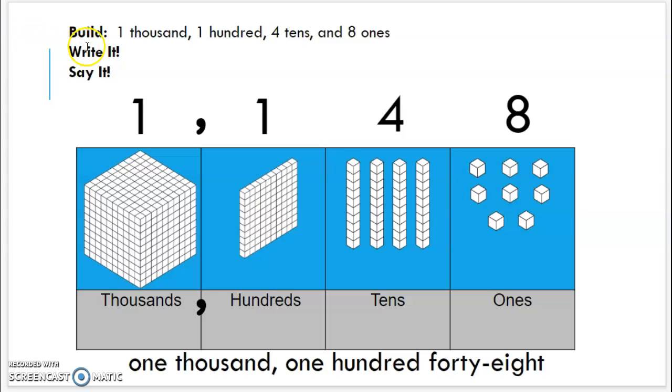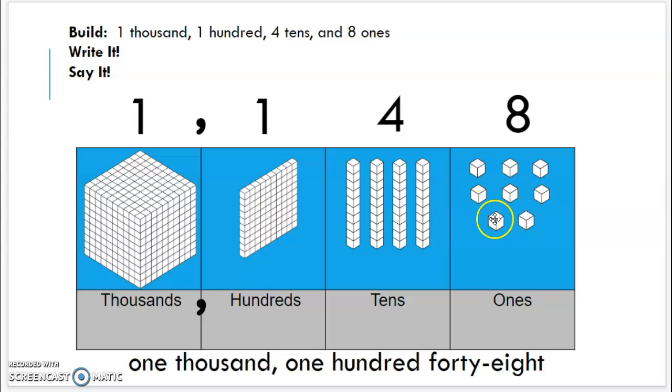Now, we are going to build the number 1,104 tens and 8 ones. So they put these numbers here for us. 1,104 tens, 8 ones. We have 1,100, 1, 2, 3, 4 tens, and we have 8 ones. 1, 2, 3, 4, 5, 6, 7, 8.